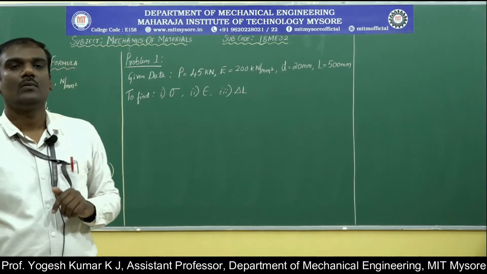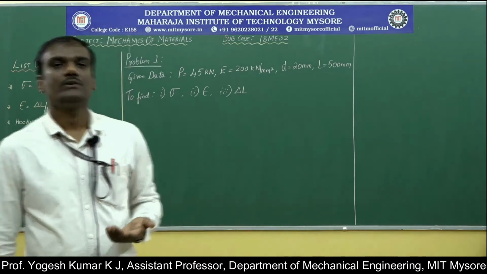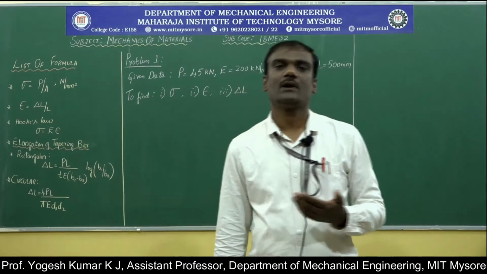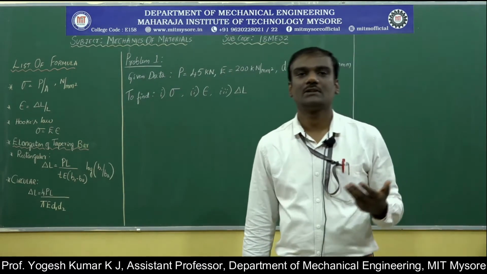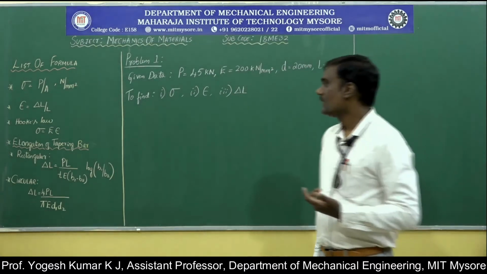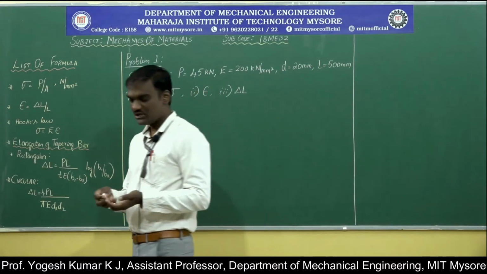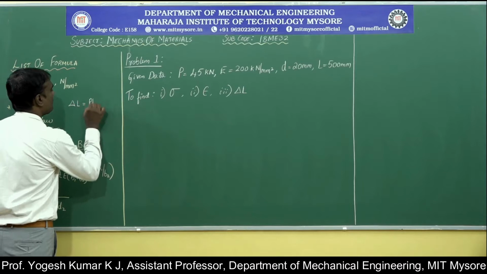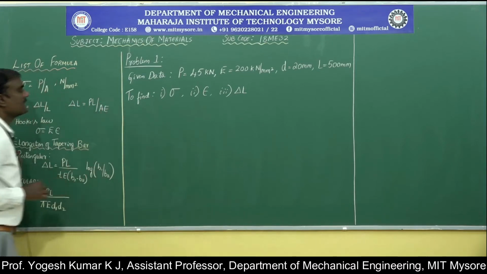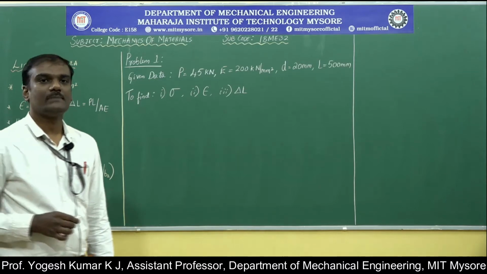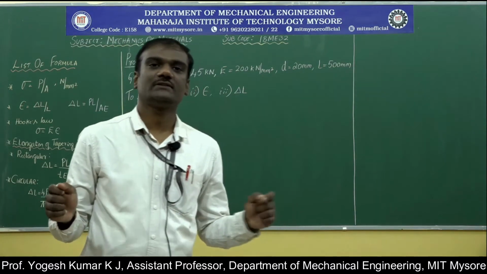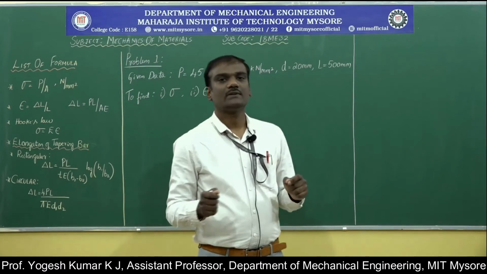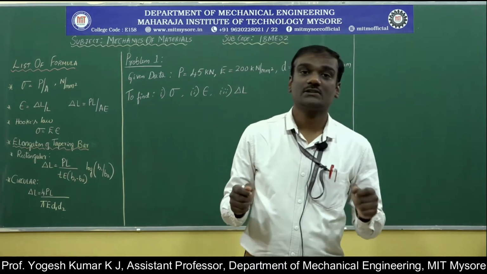Then we saw the elongation of a uniform cross section, the elongation of a stepped member, and the elongations for tapering bars with rectangular and circular sections. The change in length for a uniform cross section bar is given by delta L equals PL by AE, where P is the external load applied on the member, L is the original length of the member, A is the cross sectional area, and E is the modulus of elasticity of the material from which the structure is made.